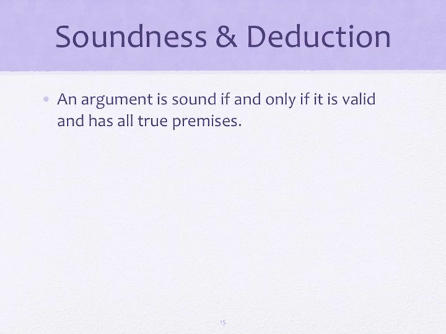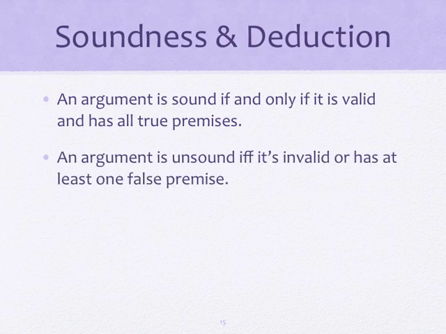So what exactly is soundness? How does it relate to deduction? Well, here's the definition of soundness. An argument is sound if and only if it's valid and has all true premises. So the Iraq one is not sound because it's not valid, or invalid, as we'll say. It's unsound if and only if, so that IFF is just shorthand for if and only if it's invalid or has at least one false premise.